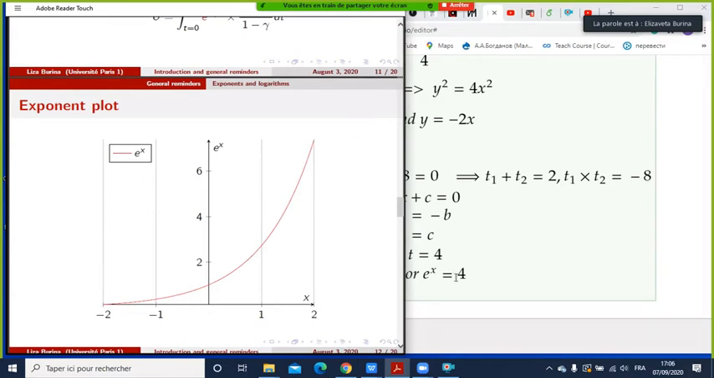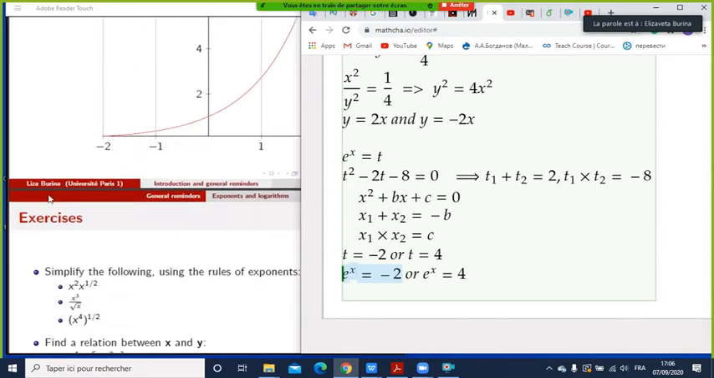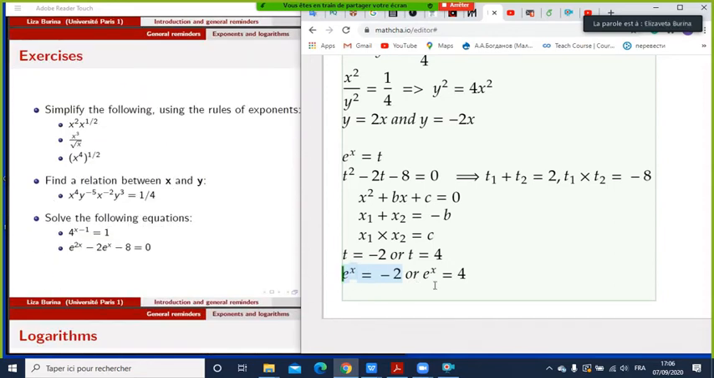So this cannot be a part of a solution for x. So with this we do nothing. We use the second part. So we see that e to the power of x is equal to 4.